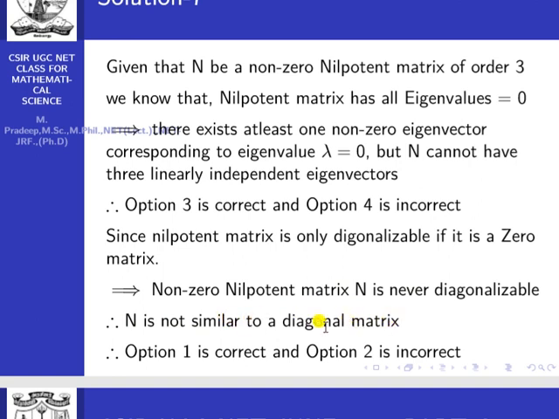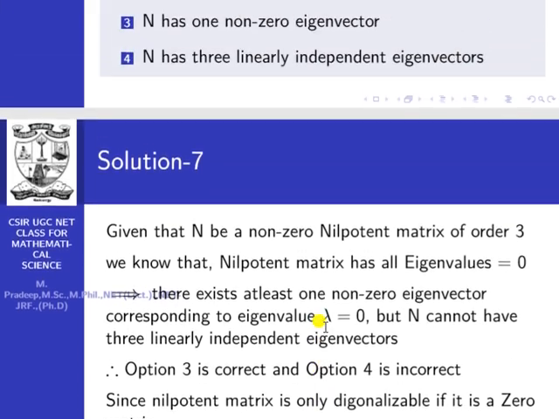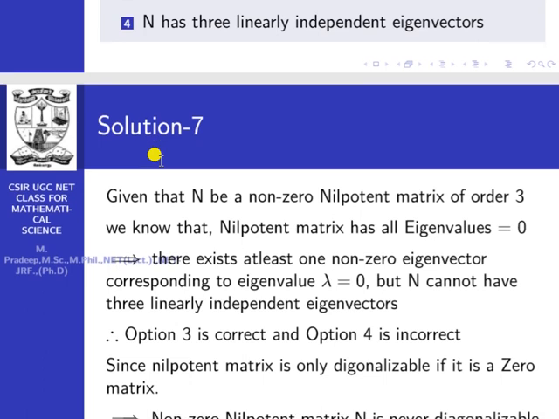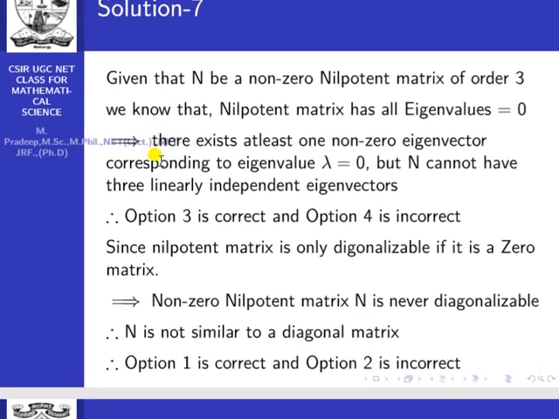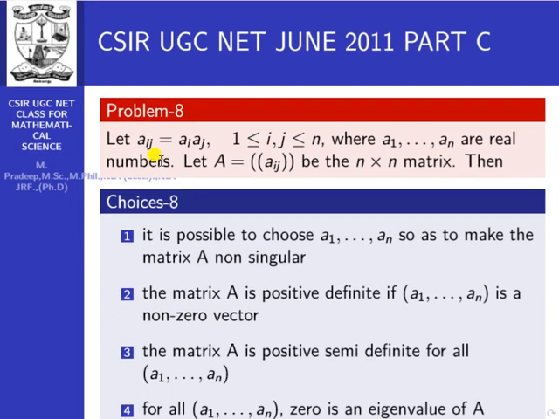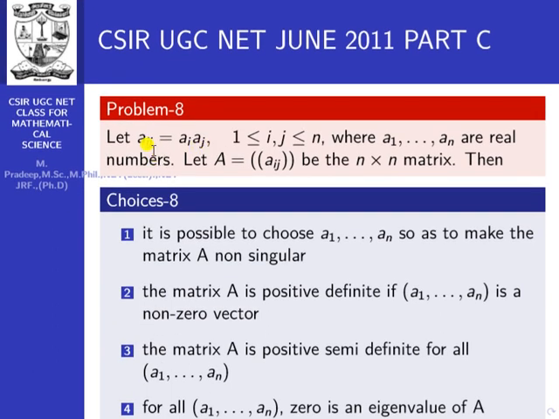So what is option 1? N is not similar to a diagonal matrix. So option 1 is correct. N is similar to a diagonal matrix is obviously wrong, so option 2 is incorrect. So which options are correct? The first one and the third one. This is an analytical oriented problem. If you understand the concept, it will be very easy. But a very simple problem.